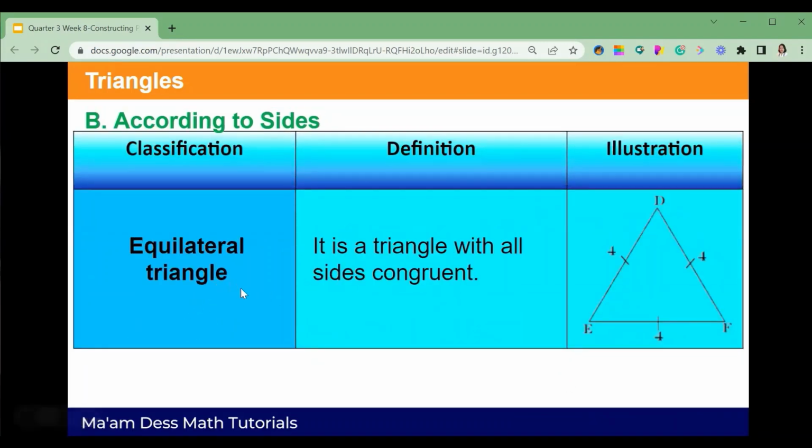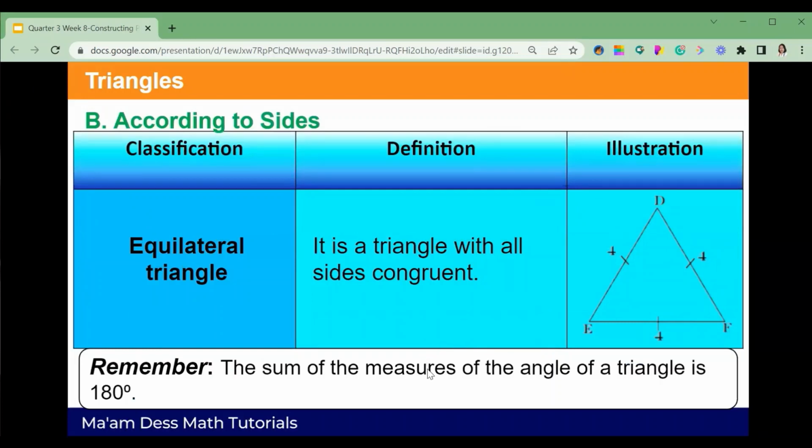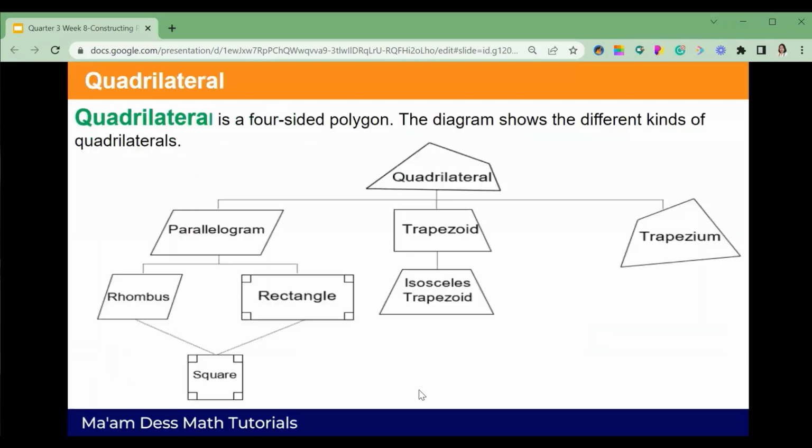Next one is the equilateral triangle. It is a triangle with all sides congruent, meaning all sides are equal. Look at the illustration. The measure of each side of this triangle is 4 units. Remember that the sum of the measures of the angles of a triangle is 180 degrees.